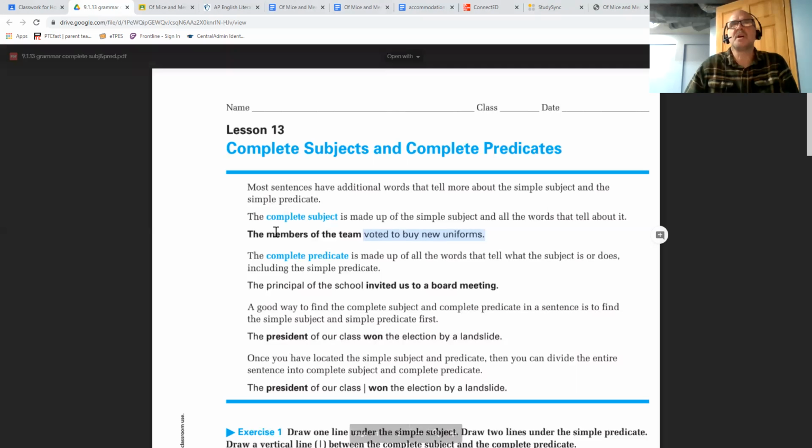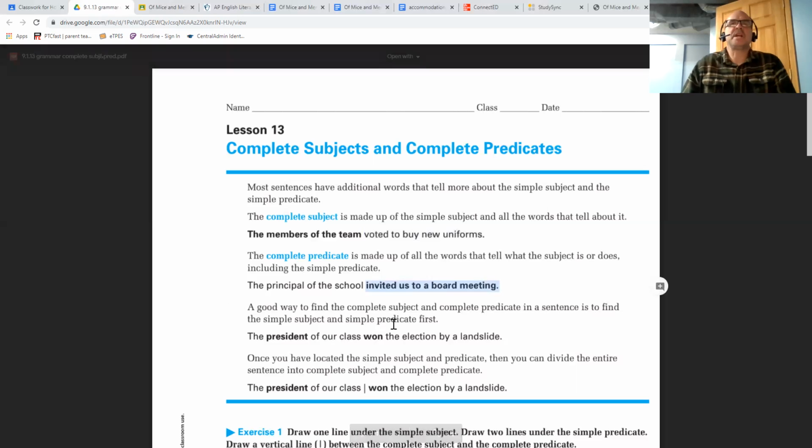But all you need to remember is once you've found the complete subject, the rest of it is going to be the complete verb: the verb and everything else associated with that action or state of being. All the words that tell what the subject is or does, including the simple predicate. So, "The principal of the school invited us to a board meeting." Once you figure out that the principal of the school is the complete subject, pretty much everything else, this verb plus everything else, invited us to a board meeting, does include a pronoun, us, and then a prepositional phrase, to a board meeting, which modifies us, all part of the complete predicate.